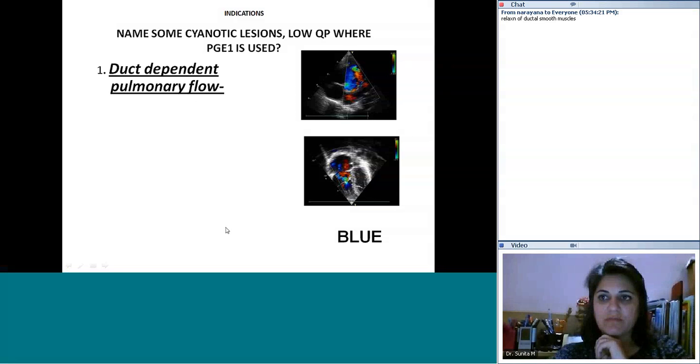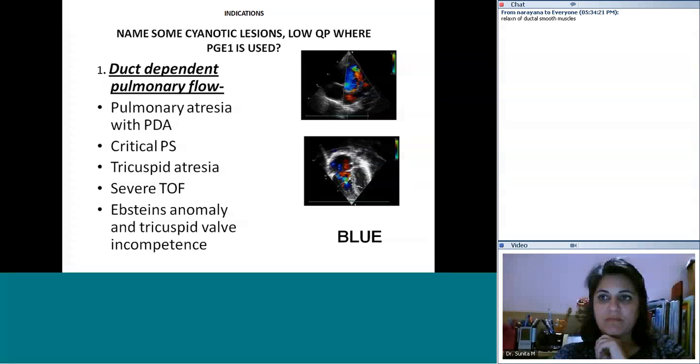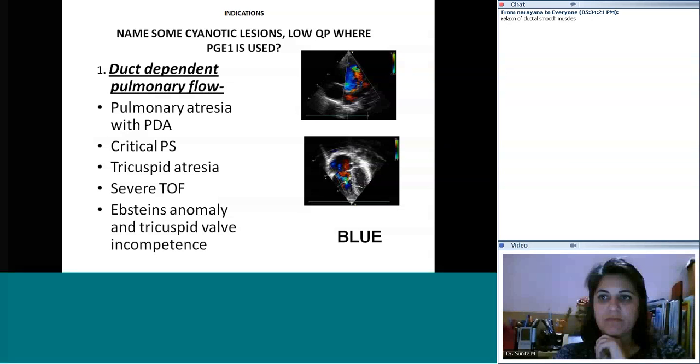More common than that, so important to think of anything which is duct dependent. So pulmonary atresia, critical pulmonary stenosis, right? Okay, tricuspid atresia, severe tetralogy of Fallot. There you have a very blue baby with TOF, and then Epstein's anomaly. So these are the lesions where you would use prostaglandin in the neonatal period: pulmonary atresia, critical PS, severe tetralogy, any tricuspid atresia, and Epstein's anomaly where you've got functional pulmonary atresia.